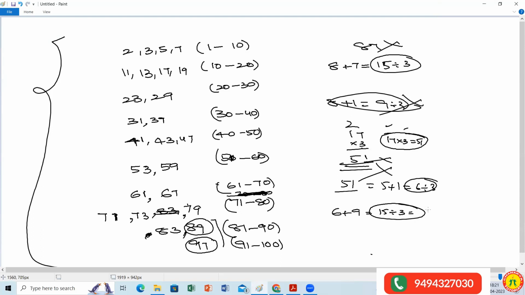Twin primes means the difference between prime numbers is 2. So if you check 3 and 5, 5 minus 3 is a difference of 2. Then 5 and 7, the difference of these numbers is 7 minus 5, which is 2. So a pair of numbers with a difference of 2, we call twin primes. What type of primes are these? Twin primes.